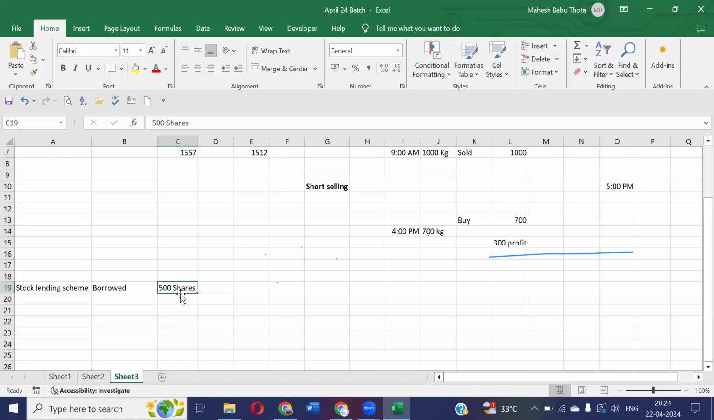500 shares only. I borrowed 500 shares, so in return I also have to provide 500 shares only. Let's assume I borrowed these shares at, say, 12 rupees each share.